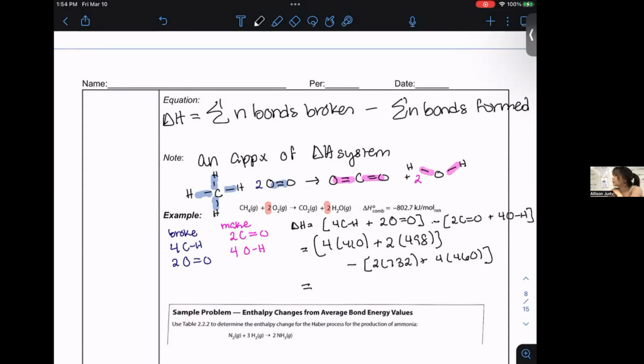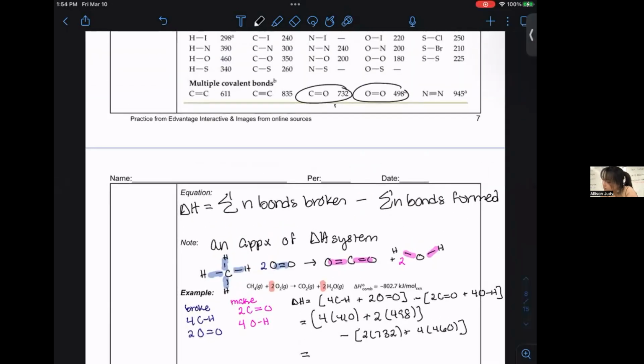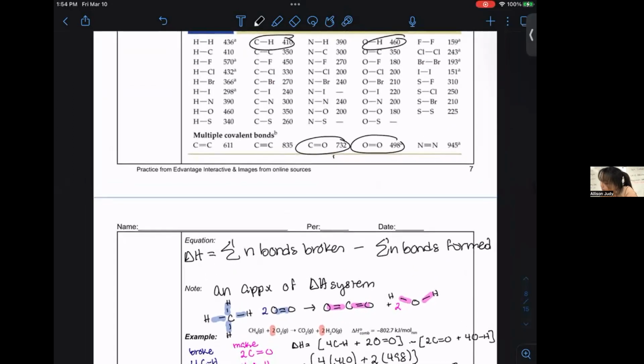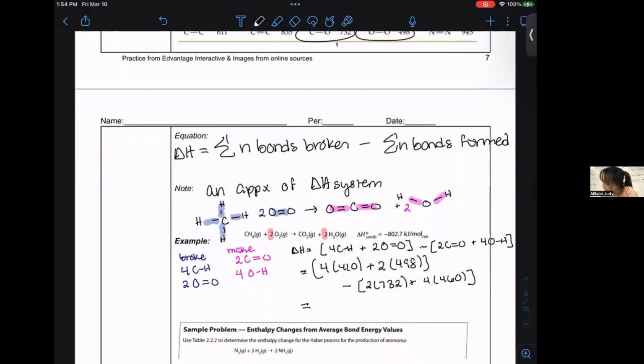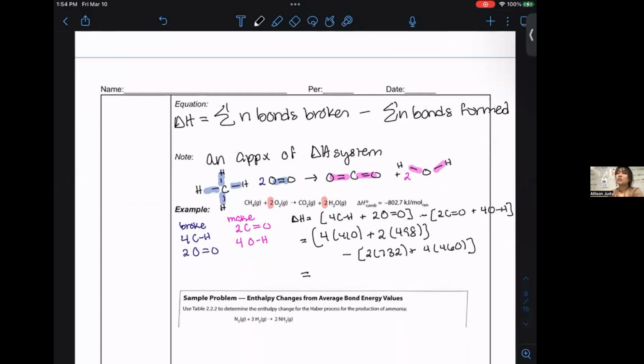Why is this 732? Because it's the CO bond. Isn't it 350? CO is 700, sorry, 1,001. Yeah. So does anyone know this math? Negative 668. Yep. Negative 668 kilojoules per mole of reaction.